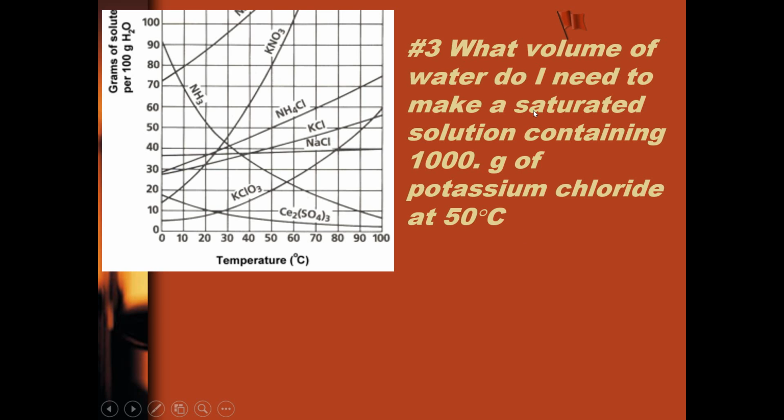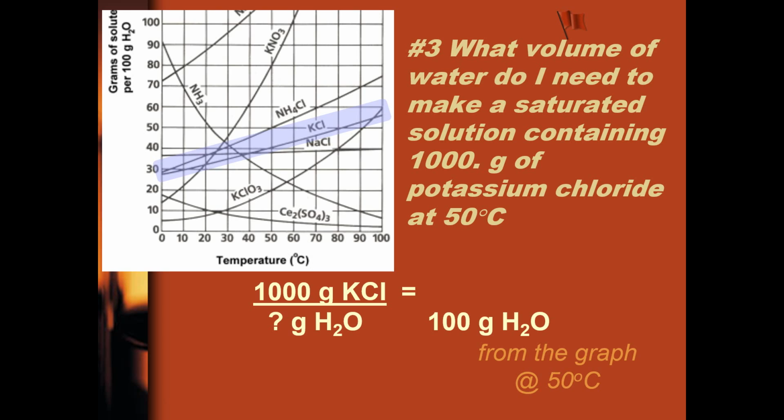So here in the problem, we're trying to make a saturated solution containing 1,000 grams of potassium chloride. So this is the amount of solute in X amount of water, according to the problem. Now, what we can get from the graph is that at 50 degrees Celsius, which is here because Celsius is on the x-axis, potassium chloride hits at the 40-degree mark. And it's slightly off, sorry about that. It hits at the 40-degree mark if you look a little bit closely. I think my graph just shifted a little bit.